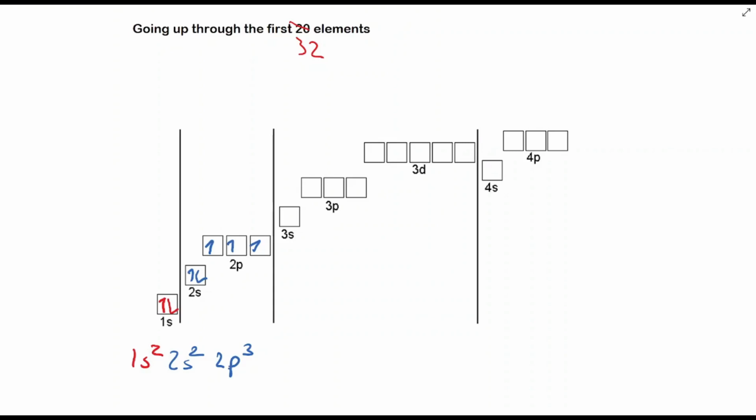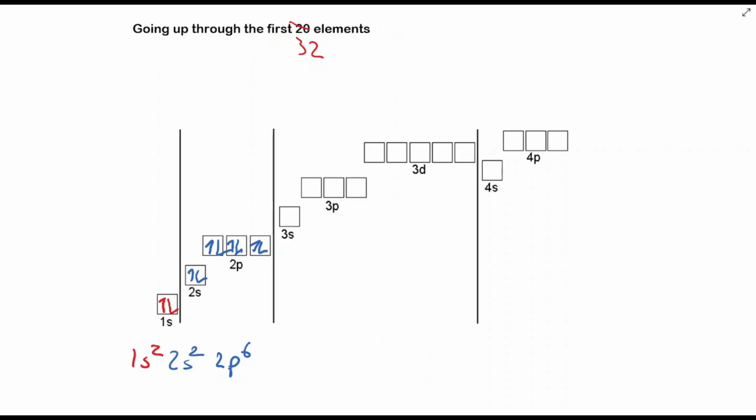When I go to oxygen, I pair this electron here. Okay, so now I've got 1 pair of electrons and 2 unpaired electrons. Then I pair the second one. Okay, so now I'm at fluorine, I'm at 2p5, and finally I get to neon, noble gas, 2p6, full outer shell, unreactive. 1s2, 2s2, 2p6.